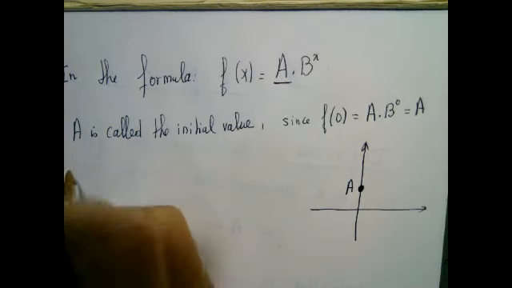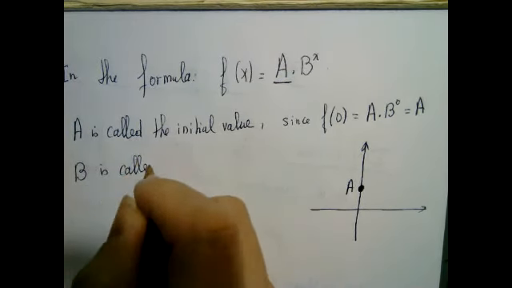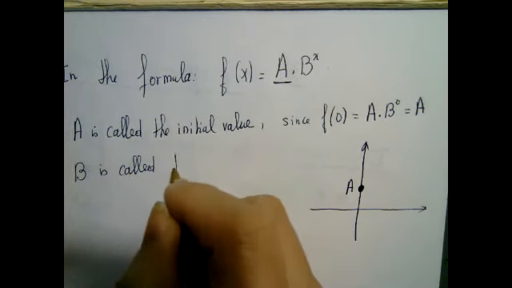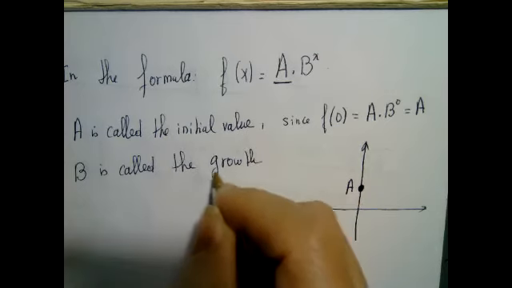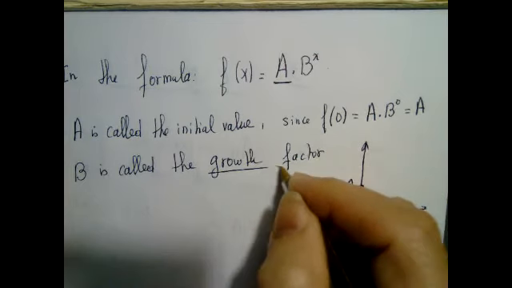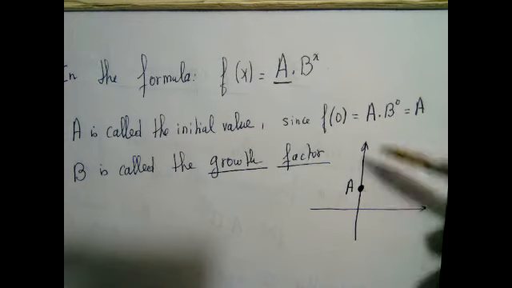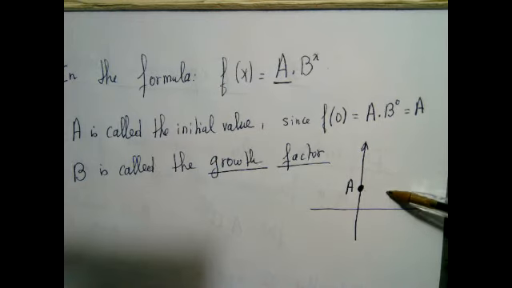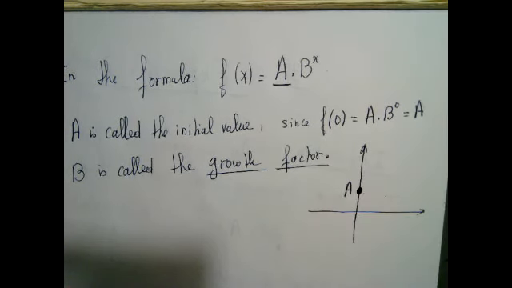b is called, and this has to be explained next time, the growth factor. These are words you have to be totally familiar with. So b, we give it a name, and the name assigned to b is the growth factor. So a is initial for a very specific reason, easy to explain in this problem. b is called the growth factor, and we have to talk a lot about it.